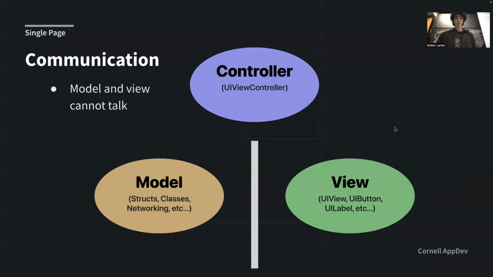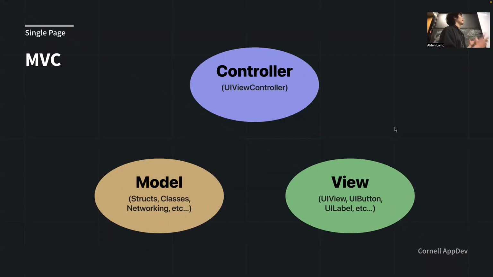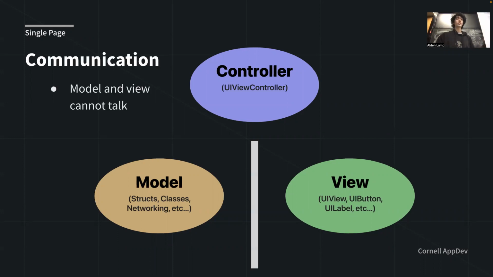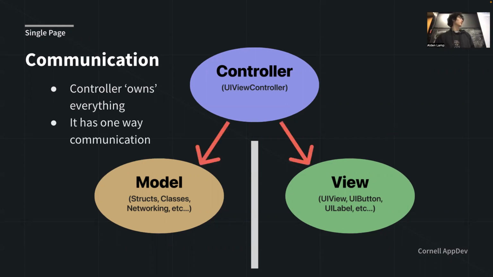So, in terms of how these different aspects of the MVC model work, first of all, the model and the view cannot talk. There's no communication between the model and view. They're entirely separate things. The way that your app works and the way that the app is displayed are two entirely separate things, and they're controlled by the controller. So the controller basically owns the model and it owns the view. And it has this one-way communication, which I drew with red arrows.